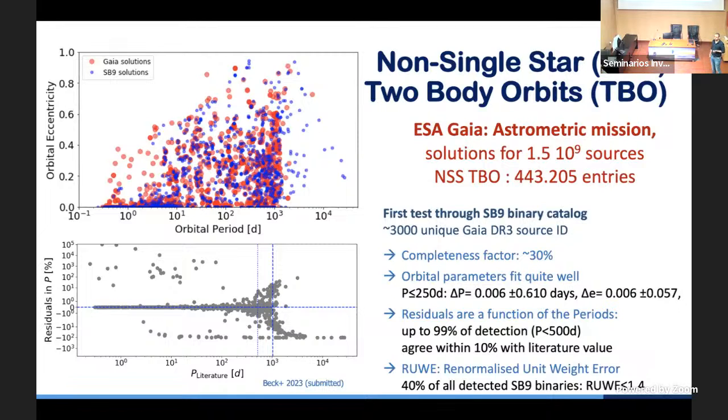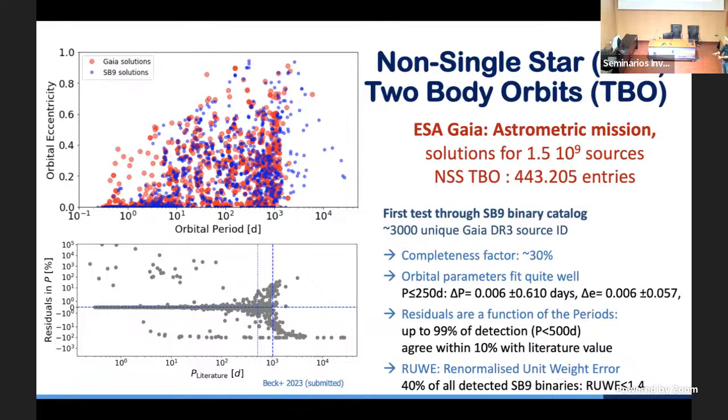The first step we did was to take again the SB9 catalog, because it's a new database. And at all the conferences, people say the validation is left to the community, right? That's the sentence I heard several times at conferences. So we had to build up experience. So we took literally ground truth, because the SB9 is based on ground-based observations with spectroscopy.